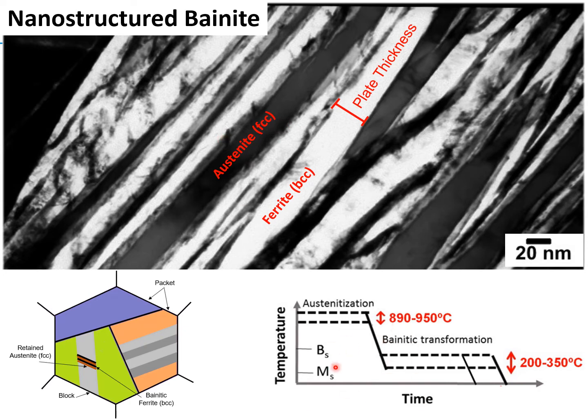The heat treatment route through which the bainitic transformation is carried out is shown using this diagram, where the microstructure is heated up to the temperature range of 890 to 950 degrees C for the sake of austenitization, followed by cooling down to an isothermal temperature where the bainitic transformation occurs.